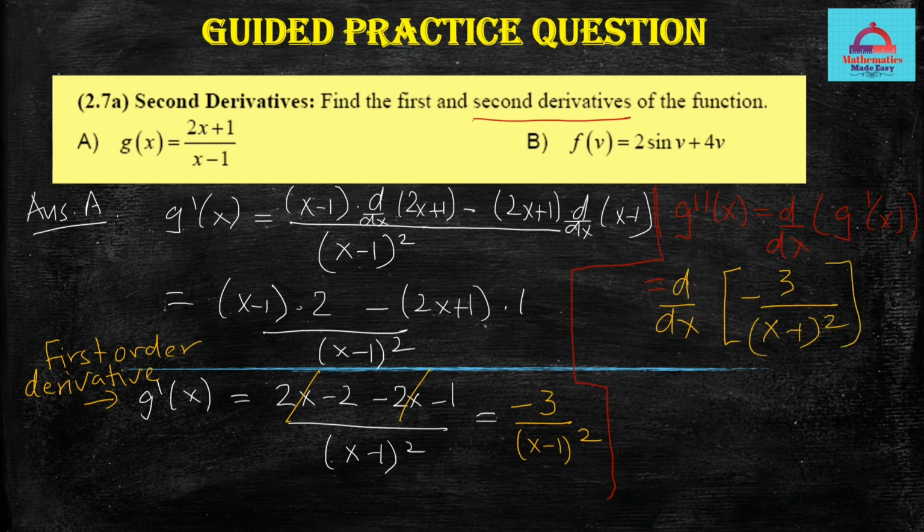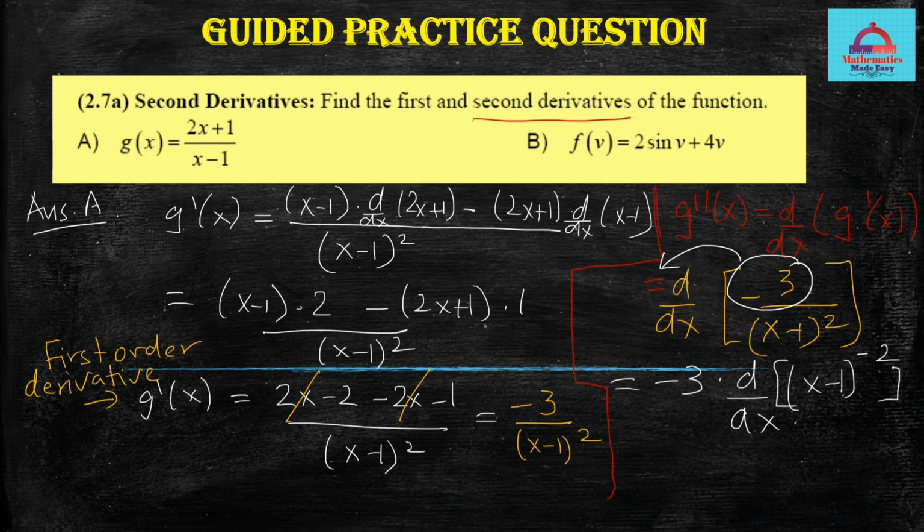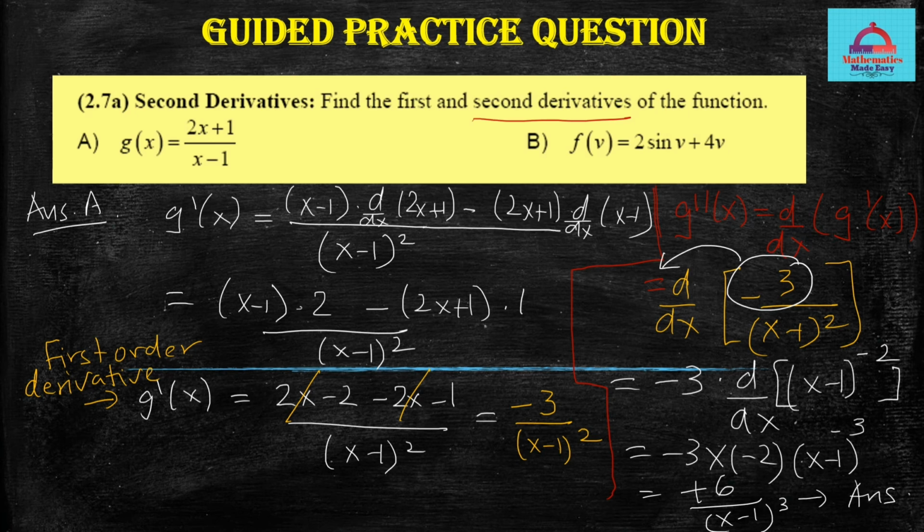Now here I'm sure you are able to understand that negative 3 is a constant which can come out of the derivative. So we just have to differentiate d by dx of (x minus 1) to the power minus 2. Now why did I take the power on the numerator? Because I can simply do the derivative using the power rule. So this will come down and you are left with (x minus 1) to the power minus 3 times minus 2. So negative 3 and negative 2 will give you plus 6 and there is an (x minus 1) to the power cube. So this is your final answer.